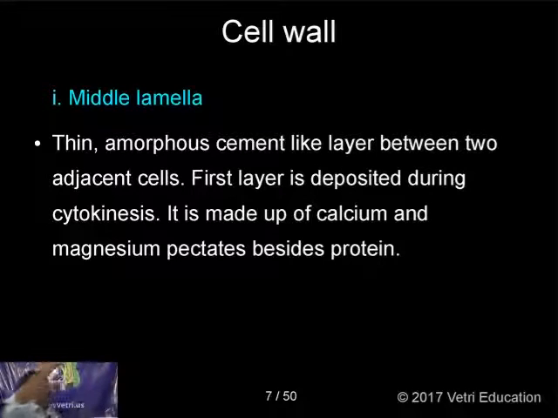So now let us see the middle lamella. As I told you already, it is a thin, amorphous, cement-like layer between two adjacent cells. The first layer is deposited during cytokinesis. It is made up of calcium and magnesium pectates besides proteins. So the chemical composition of the middle lamella is calcium and magnesium pectates and extra proteins also.